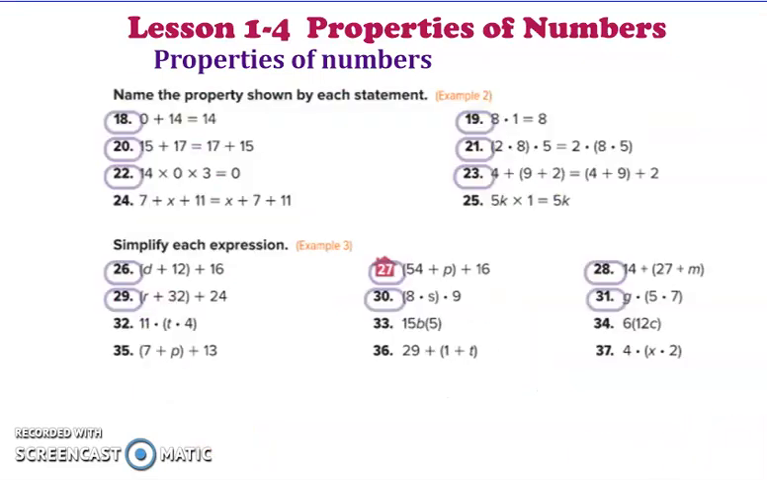Okay, so let's look at your problems that are due. These ones right here, you need to name the property. So you can look up all of those. Notice that this right here has 3 different numbers, and they're times 0, so it equals 0. So this is going to be the 0 property.